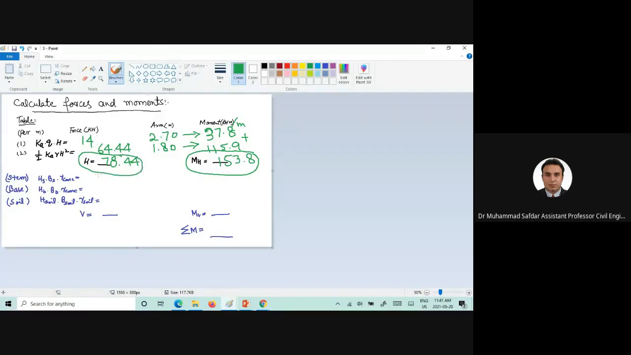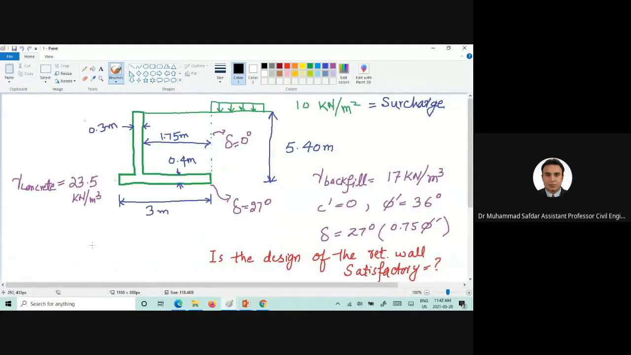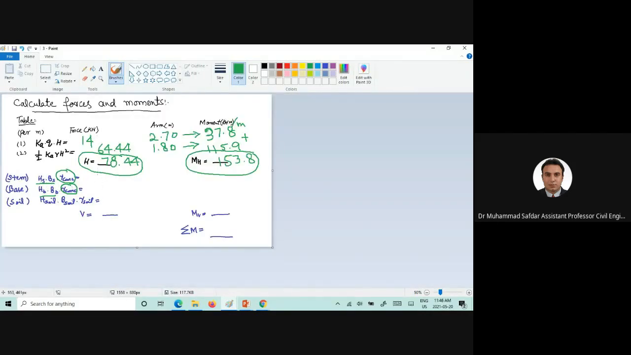Now we need to find out the vertical forces which are acting due to the stem, base, and the backfill material. Now for stem, if we multiply the area with the unit weight of the concrete, we will get the force which is exerted vertically. So what should be the height of the stem and the width of the stem? The unit weight is equal to. What will be the value of the vertical force acting downward due to the stem? Please kindly calculate and give me the value.